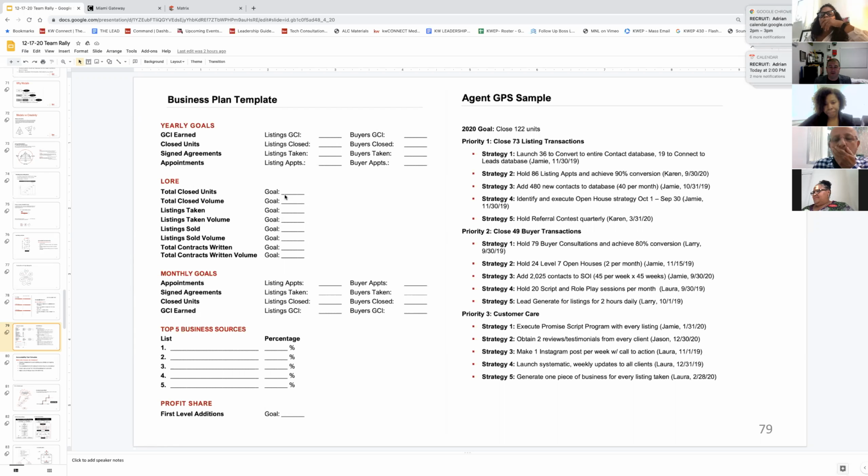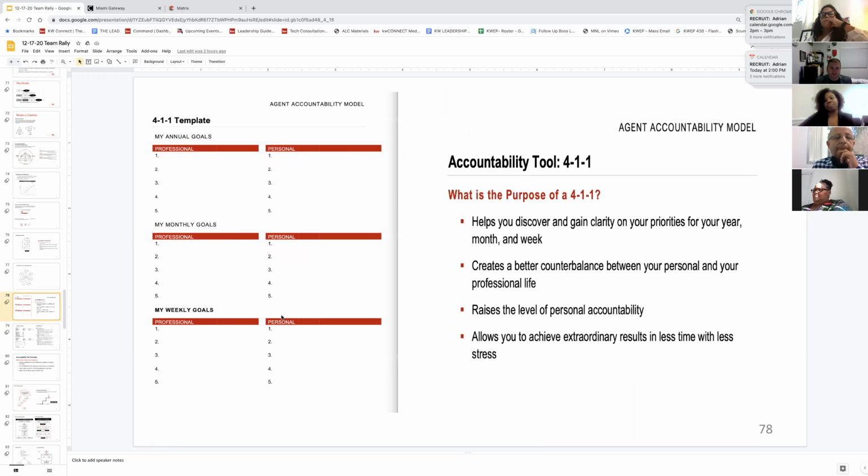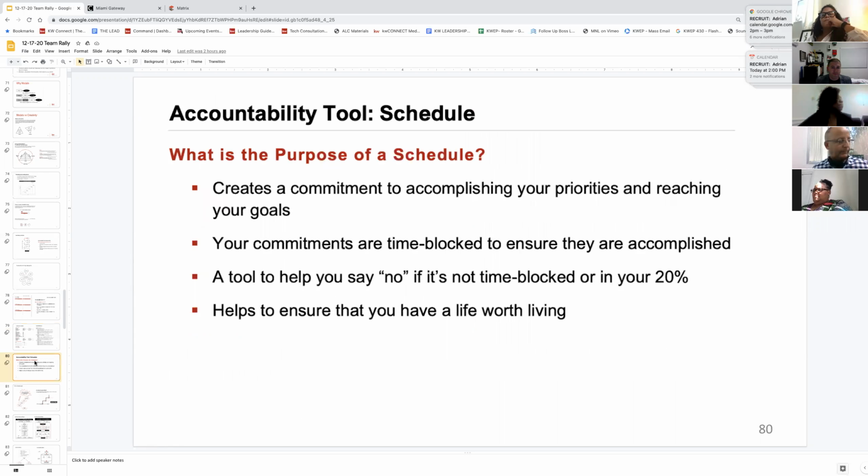So one of those things that you got to figure out is how many contacts are going to turn into an appointment. And you got to hit those contact goals every day. Every day. So that's a business plan.